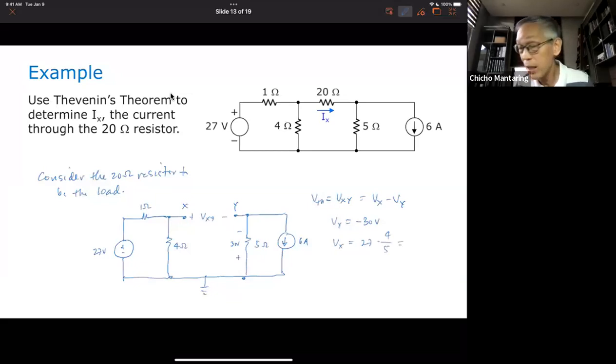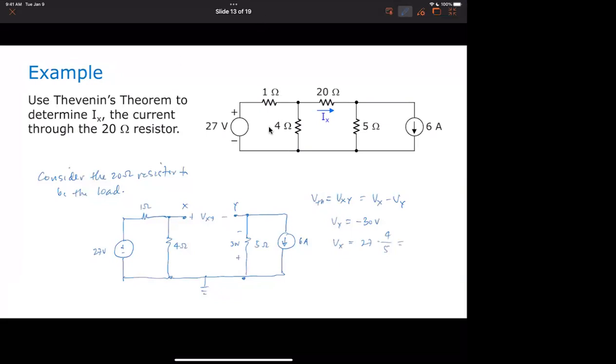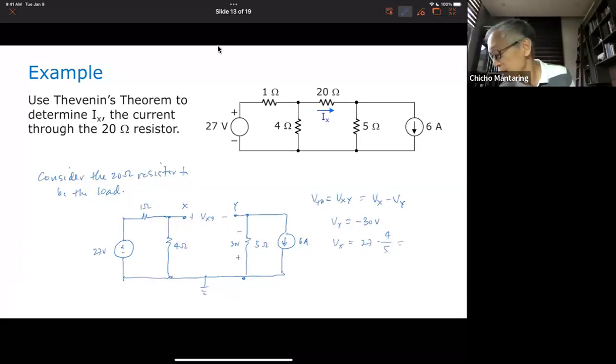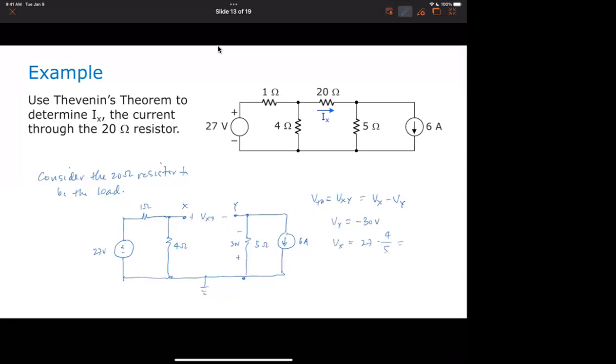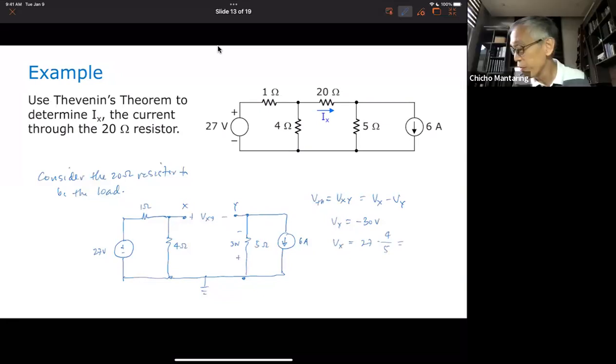And ano yung sagot? What was the answer that you gave? 21.6 volts. Tama ba? 21.6? Let me just very quickly check. Yes, sir, I got the same answer as well. Okay, so I will take your word for it. Same as well po. So this is 21.6 volts.